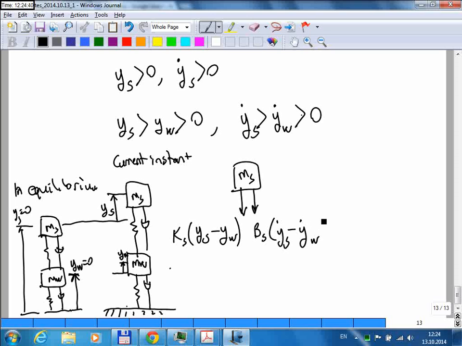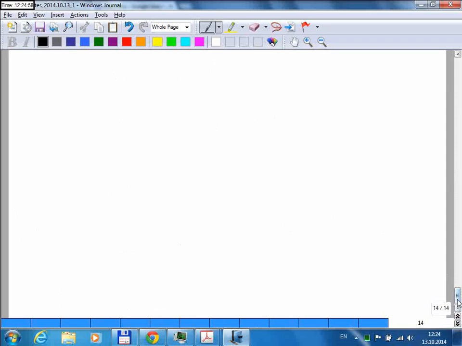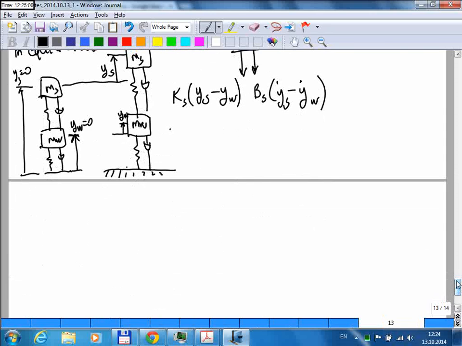And we can write the same thing for the dampers. For the dampers, we just replace the positions with the dot terms. Now we need to write the forces for the other mass, which is the mass that represents the wheel.